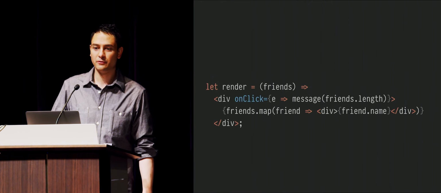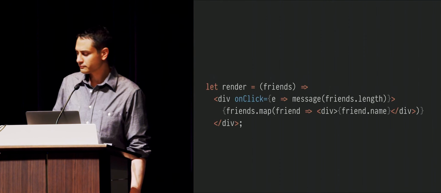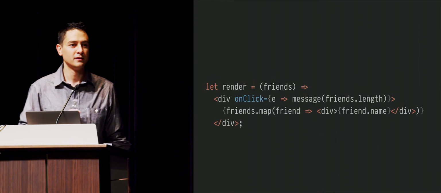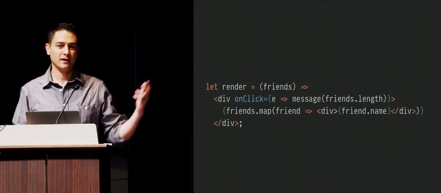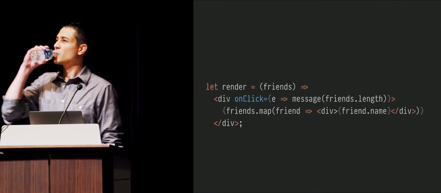What if somebody were to add an additional friend to that array? Just mutate it out from under you. Maybe they remove a friend. Well, then that message that you send to the user is going to be out of sync with the list that the user sees on the screen. That's mutation.